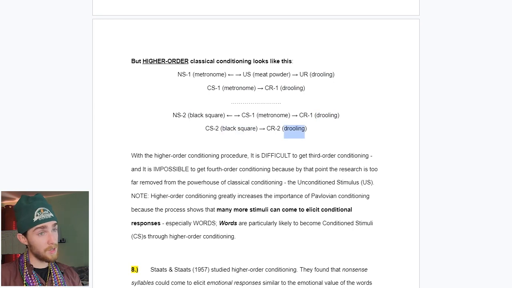And the black square does this without ever having to be paired in close time with meat powder, because we don't need to worry about the unconditioned stimulus with higher order conditioning when we get on to the neutral stimulus part 2, because neutral stimulus 2 is being paired in close time with conditioned stimulus 1. And conditioned stimulus 1 already elicits conditioned response 1, drooling. And you'll notice here, drooling, drooling, drooling. The response is the same, but the stimulus that elicits the drool will change. We go from the unconditioned stimulus to the conditioned stimulus 1 metronome, and once conditioned stimulus 1 metronome reliably gets the drool, then we pair it in close time with a black square until eventually the black square by itself elicits the drool.